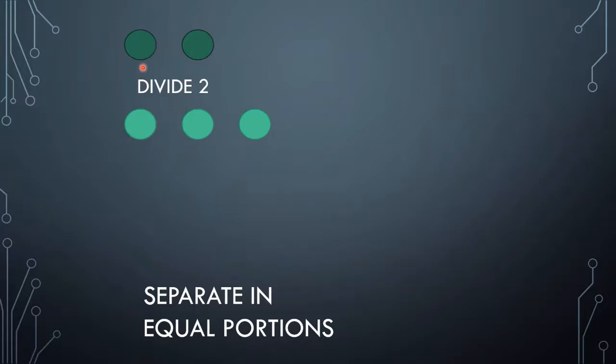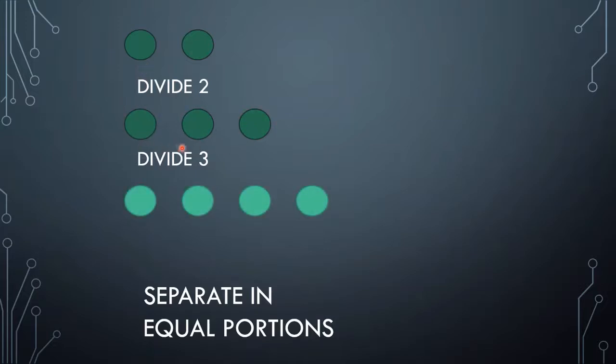Let's have 3 coins. If we divide it by 3, we separate it also in equal portions. So basically 1, 2, 3. So 1, 1, 1 also. The other one, we have 4 coins again. If we divide it by 4, same thing, it will also be 1 coin, 1 coin, 1 coin, 1 coin.